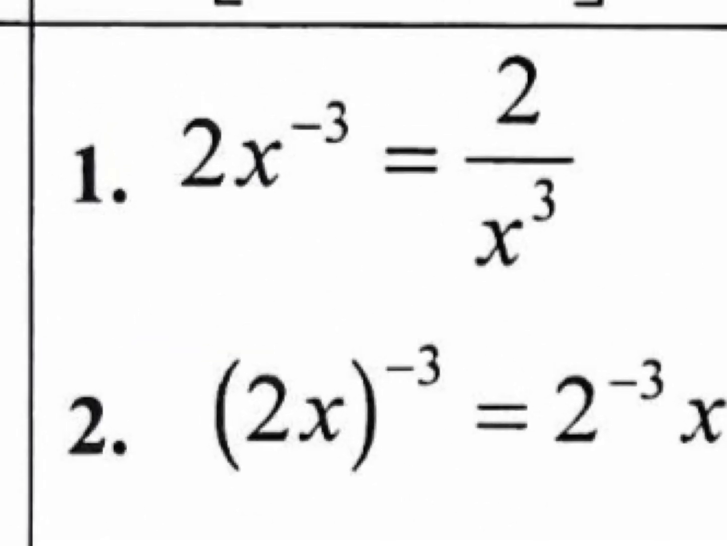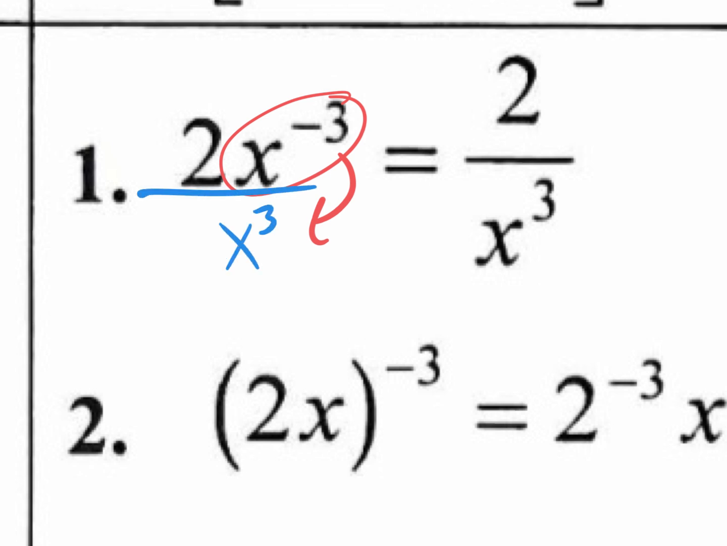So this guy, number 1, what has a negative exponent? Only the x has a negative exponent. So only the x to the negative 3 is going to move down to the other side. Other side of what? Go ahead and put a fraction bar. And that x to the negative 3, when it moves down, it becomes x to the positive 3. And that 2 stays up there. So your answer is 2 on top over x to the 3rd.